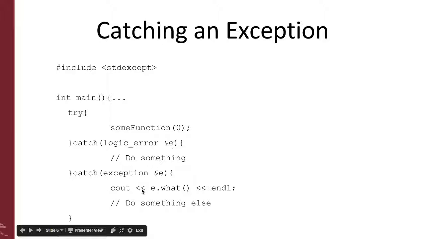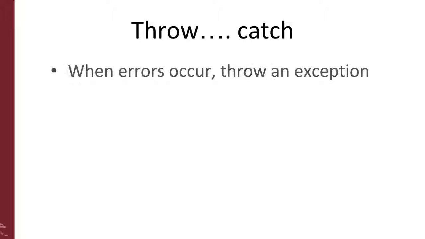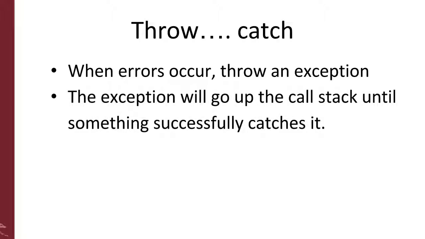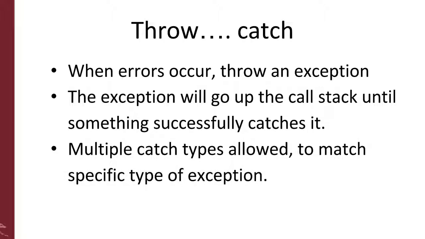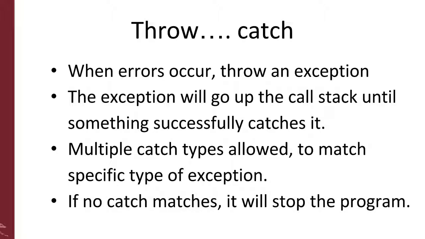So this is how we typically do this in C++, with a throw and a catch. When errors occur, throw an exception. The exceptions will go up the call stack until something successfully catches it. Multiple catch types are allowed to match a specific type of exception. If no catch matches, it will stop the program.